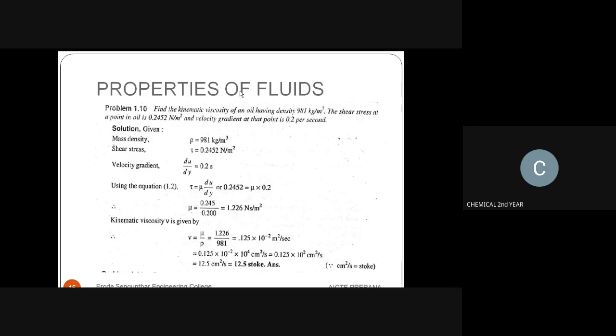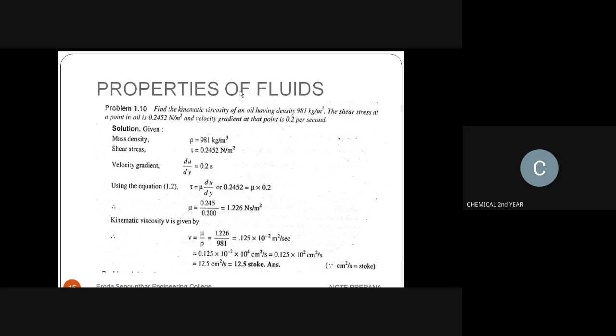So next, you can see: find the kinematic viscosity of the oil having density 981 kg per meter cube. The shear stress at a point in oil is 0.2452 Newton per meter square, and the velocity gradient has been given as 0.2 per second at that particular point. So this is a very simple problem. Like the previous problem, we need to solve that. So mass density is given as rho is equal to 981 kg per meter cube. Shear stress is given as tau is equal to 0.2452 Newton per meter square. du by dy is equal to 0.2 per second. That is the velocity gradient that they have given directly.